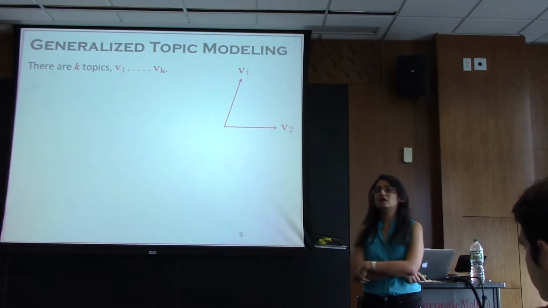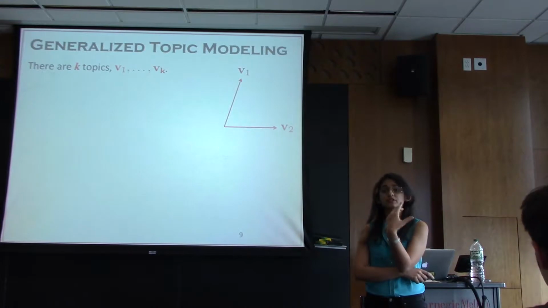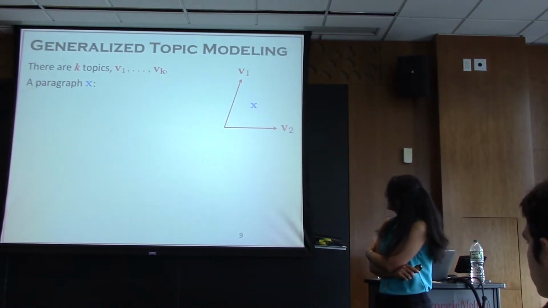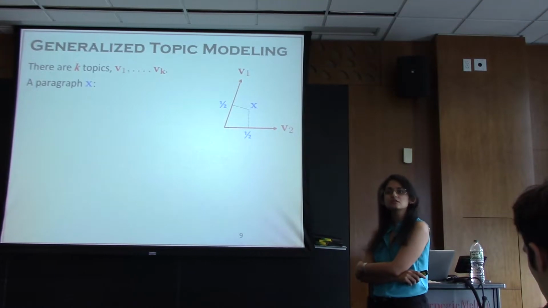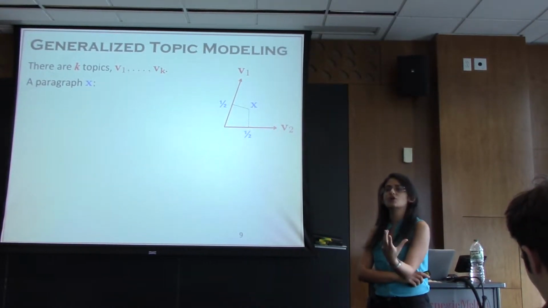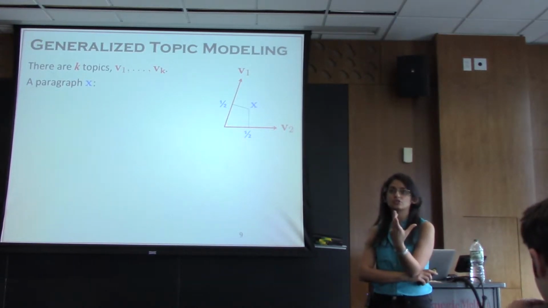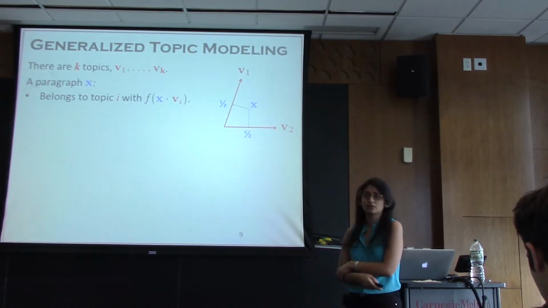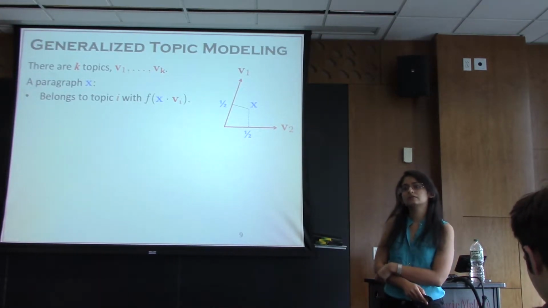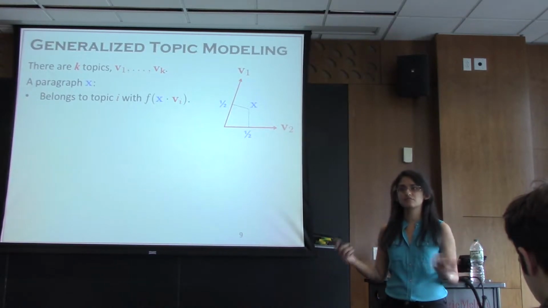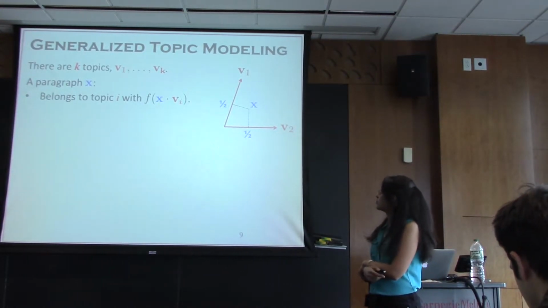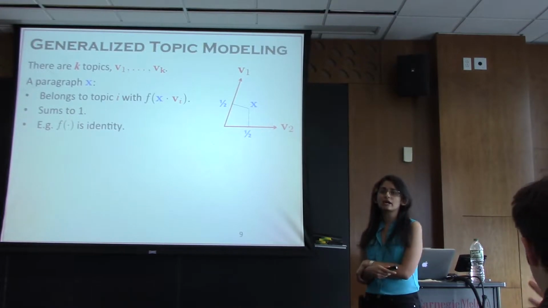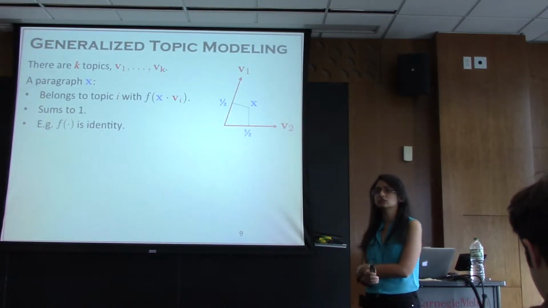OK. So one way to do this is to have k-vectors. These are going to be your class vectors, your topic vectors. And each paragraph is going to be some point in this space. The dot product of this paragraph with the vectors is going to be a measure of how much this paragraph x belongs to each of these vectors. So for example, we can have a function f that takes this dot product and tells us that this document is 50% about medicine and 50% about sports. In general, we want these, of course, to sum up to 1. And for most of this work, I'm going to talk about when this f is just the identity, so we only care about the dot product.